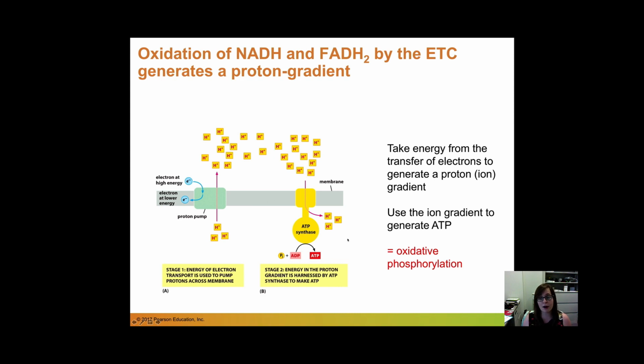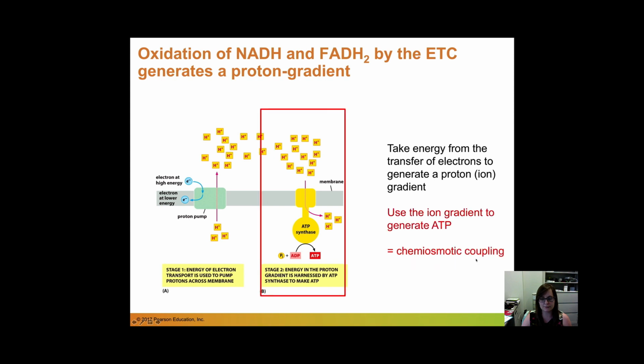So this entire process of taking energy from the electron transport chain to generate a proton gradient: we've taken electron carriers that have high potential energy and used them to generate an electrochemical gradient, and then we've taken that electrochemical gradient to generate a motion within the ATP synthase, and then we've converted that back into chemical energy in the form of ATP. Okay, so this entire process is called oxidative phosphorylation.